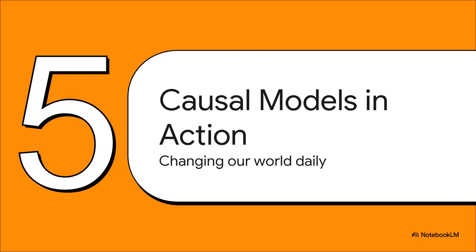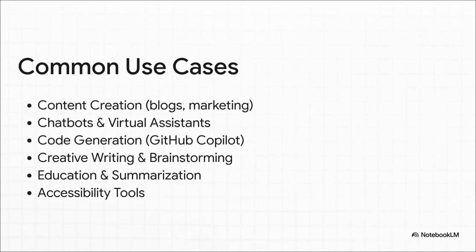All right, so we've covered the how and the who. Now let's get to the big one, the where. Where are you actually seeing these causal models pop up in your daily life? The short answer is, well, pretty much everywhere. I mean, just think about it. They're writing the blog posts and marketing copy we read online. They're the brains behind the chatbots and virtual assistants on our phones. They are completely changing software development with tools like GitHub Copilot. They're helping artists brainstorm new ideas, and they're transforming education and creating incredible new tools for accessibility. The impact is just massive, and it is growing by the day.